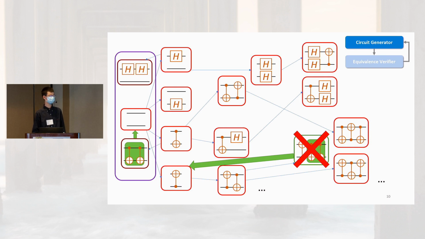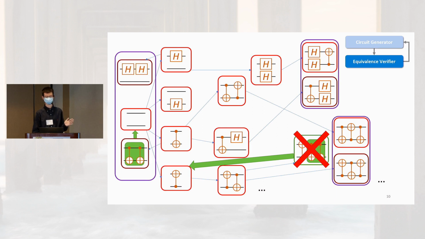Similarly, after generating all the three-gate circuits, we go to our equivalence verifier, which tells us that these two are equivalent, so we group them together. And these two are equivalent, so we group them together.